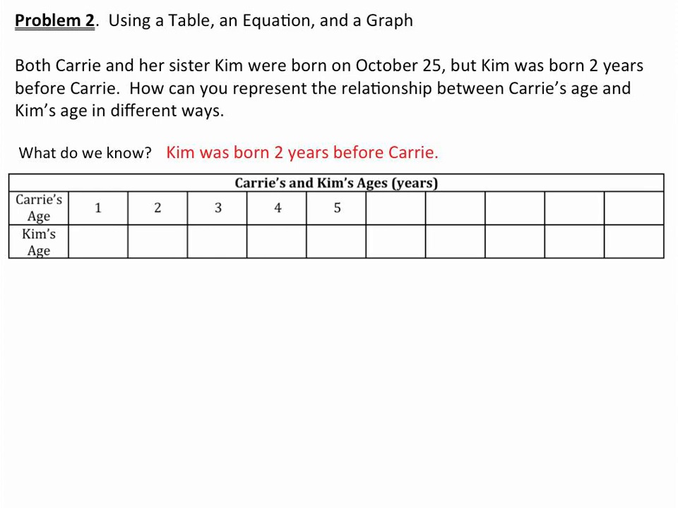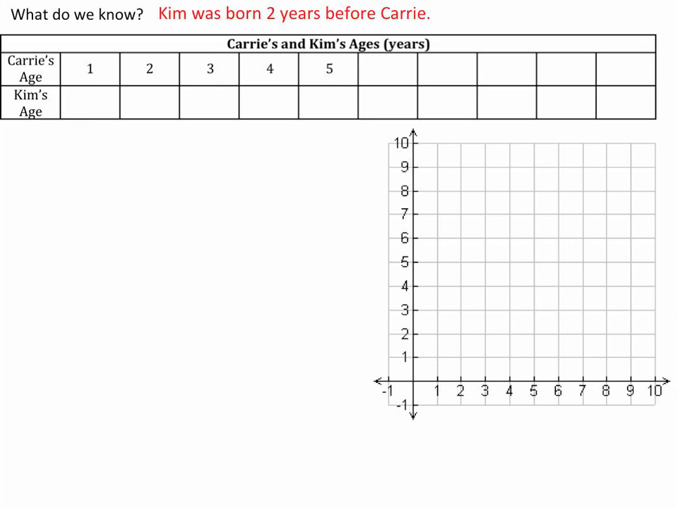All right? So if Carrie was 1, well, then Kim is 3. If Carrie's 2, well, then Kim is 4, because Kim is always 2 years older than Carrie. If Carrie was 3, well, then Kim's 5, etc. And we can extend the table as far as we want. So Kim is always 2 years older than Carrie. All right, so that's the table. Pretty simple. Let's look at some other things that we can do.